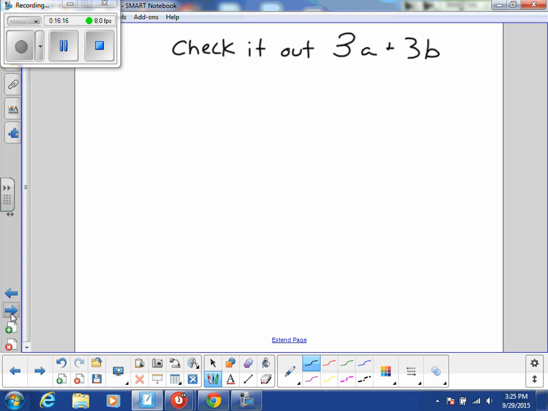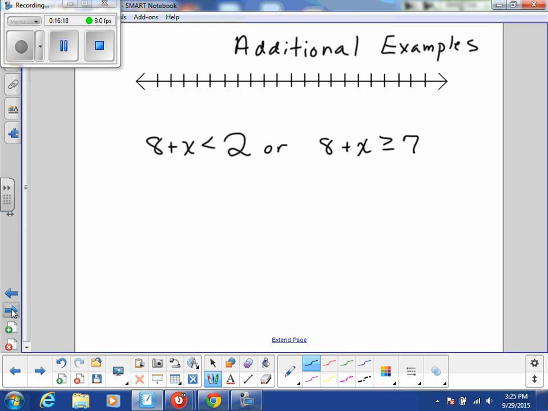And I'm running over time, but I can do some additional examples. I'll just go a little quicker. All right, here's an OR inequality. So I know I'm going to get something that has an arrow going that way and an arrow going this way. All I did was subtract 8, so my inequality sign does not flip. I'll subtract 8 over here too.